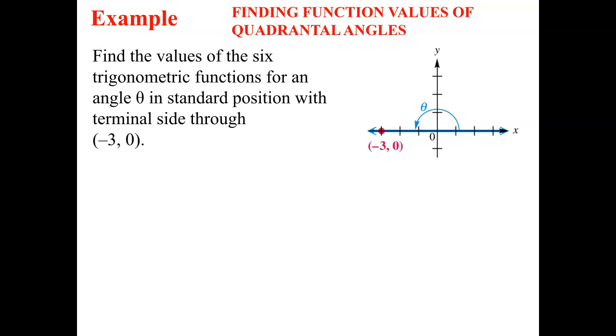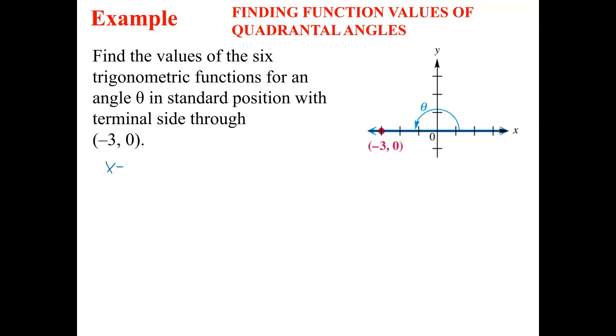180 degrees. Okay, so now we're using the point -3, 0. I could also use the point -1, 0, or -2, 0, or -100, 0. Doesn't matter. Any point on that line, on that terminal side, is going to give me the correct ratios. It's just a matter of how it simplifies.